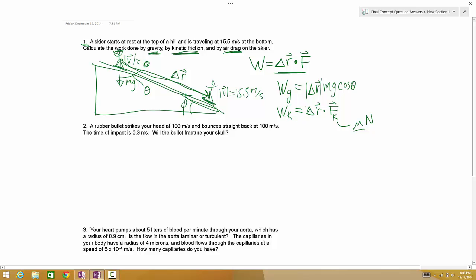And then the work done by air drag, so work done by drag. Here you'd say maybe you want to do it again like this, times the force of drag. But the force of drag usually depends on velocity. It's not a constant force. So how would you do this if you couldn't use this equation for the work from drag? Well, let you think about that for a second.